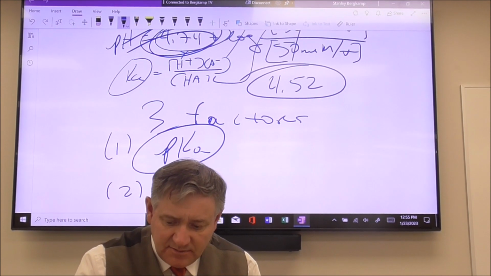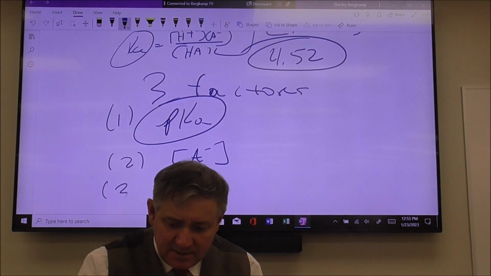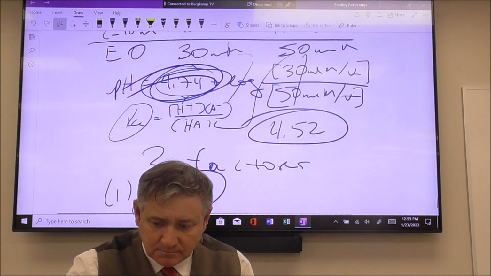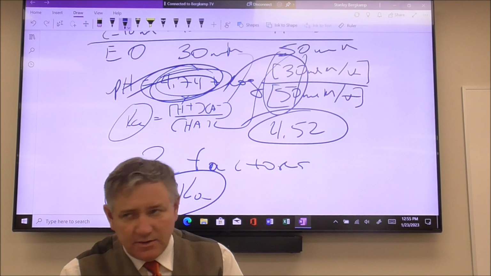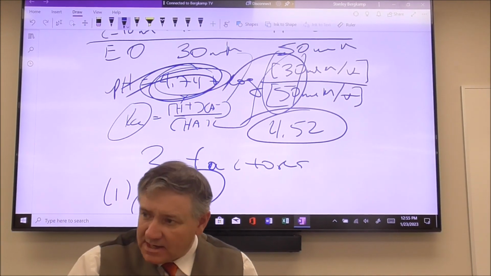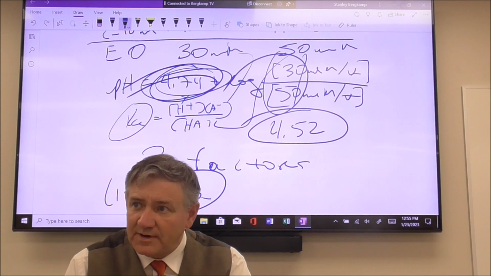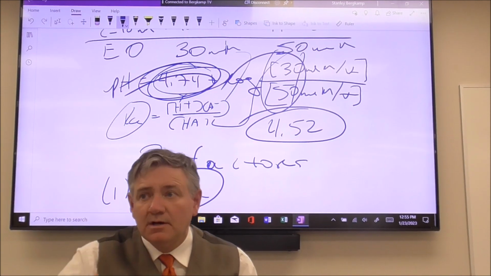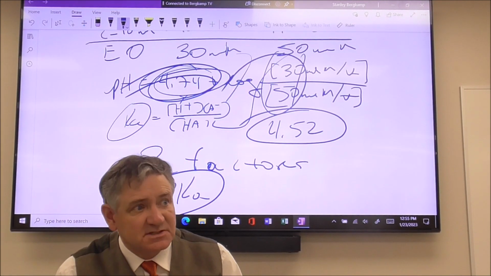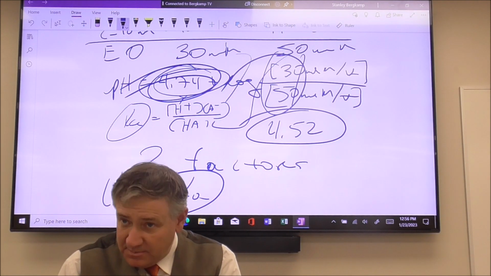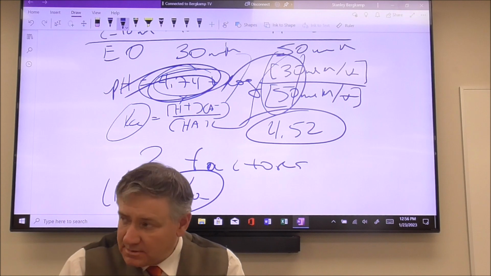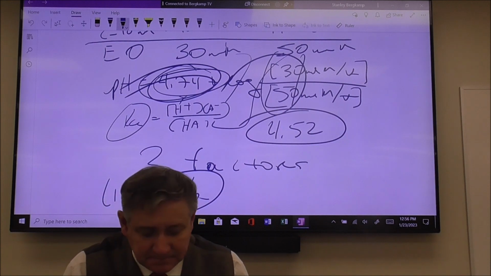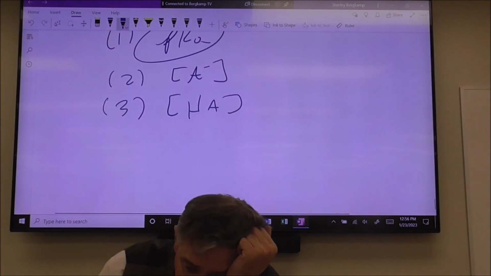Second factor is the concentration of your anions. And the third factor is the concentration of your acid. In this situation, I'm taking the log of a value less than 1. As soon as I see that, I know my pH is going to end up at a lower value than my pKa. If that had been switched and it had been 5 over 3, my pH would have been higher than my pKa. So when you look at where you're going to end up, look at your pKa, your anion concentration, and your acid concentration, because that's what's going to determine where that pH is going to end up.